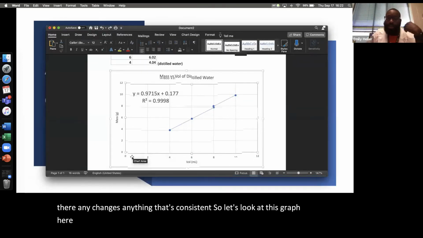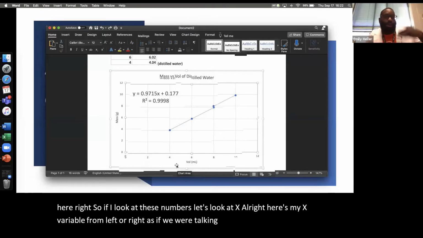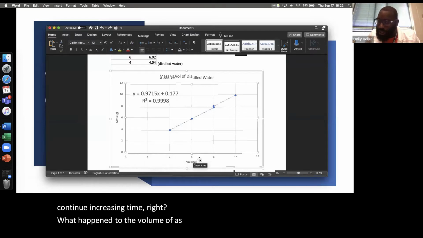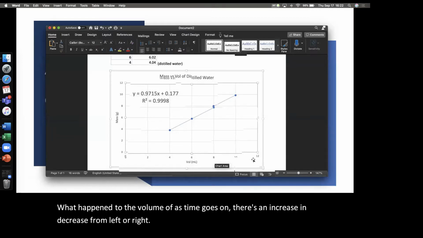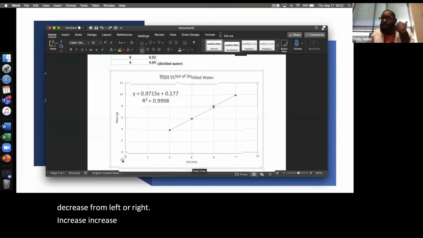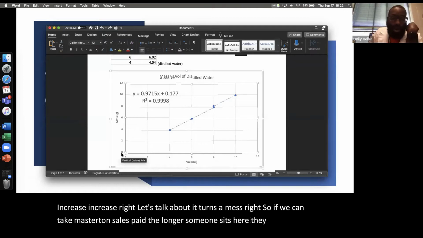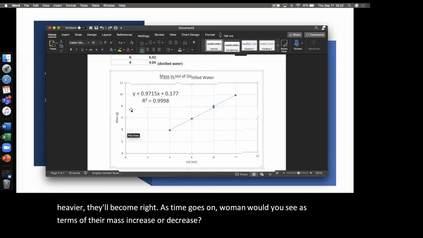If I look at these numbers, let's look at X. Here's my X variable. From left to right, if we continue increasing the time, what will happen to the volume as time goes on? Does it increase or decrease from left to right? It increases, right? Well, let's talk about it in terms of mass. The longer someone sits here, the heavier they become. As time goes on, what would you see in terms of their mass? Increase or decrease? Increase.